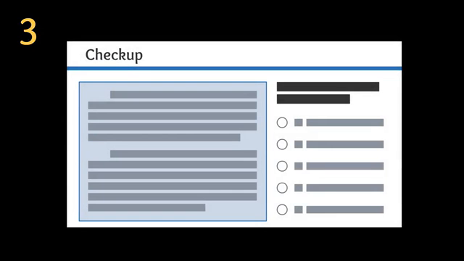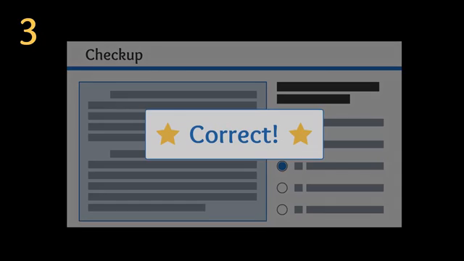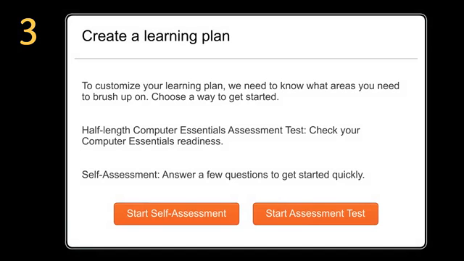Your last step is to take a quick checkup. This is how I figure out what you need to study. It's your personalized learning plan that ensures your success. In Computing Fundamentals, you'll take a self-assessment to get started quickly and easily. Just click Start Self-Assessment. In the more advanced courses, you can click on Start Self-Assessment to get started quickly with just a few questions, or click Start Assessment to take a full assessment and get a more detailed learning plan.